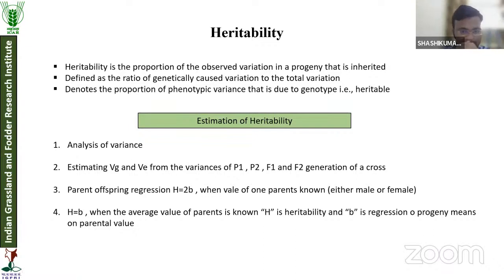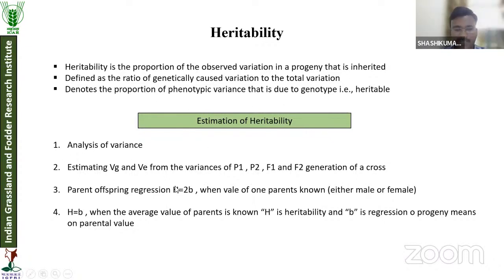How will we estimate the heritability? The first thing is through analysis of variance. In the analysis of variance, you divide the total variance into genotypic variance and error variance. When you subtract the error variance from the phenotypic variance, you get the genotypic variance. The genotypic variance divided by the total phenotypic variance gives you the heritability.